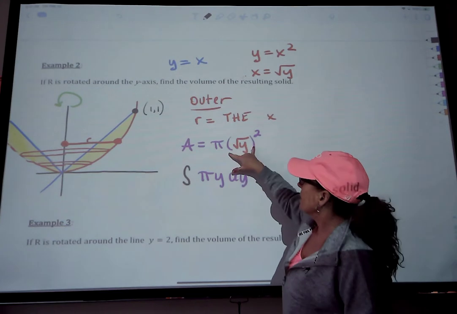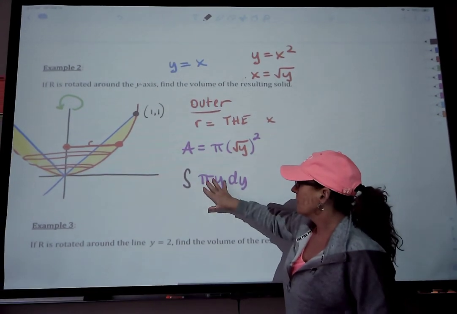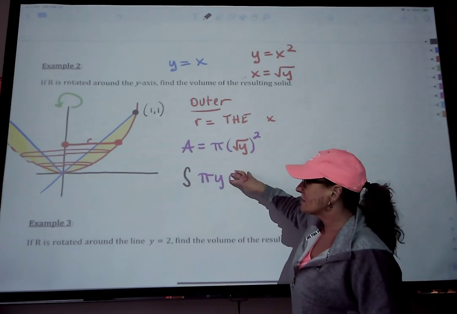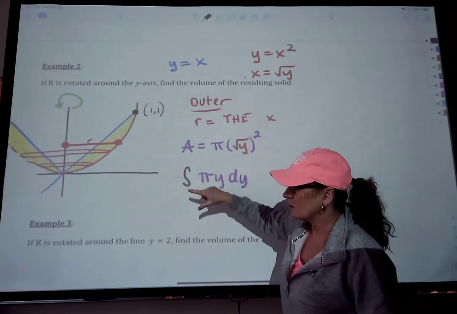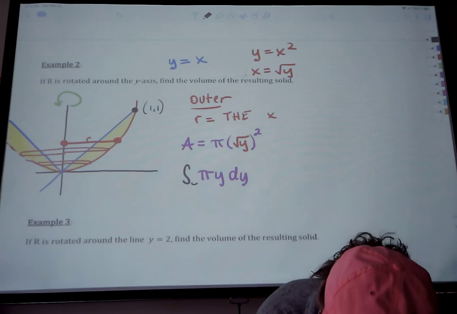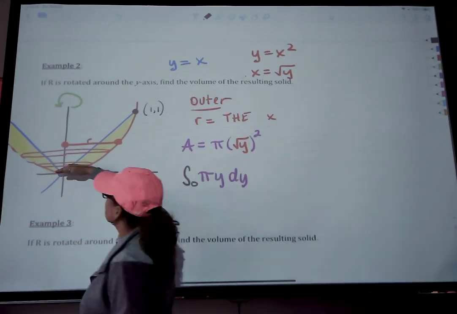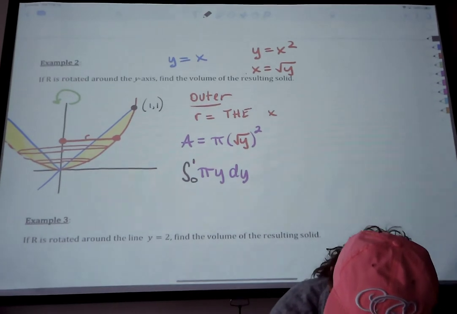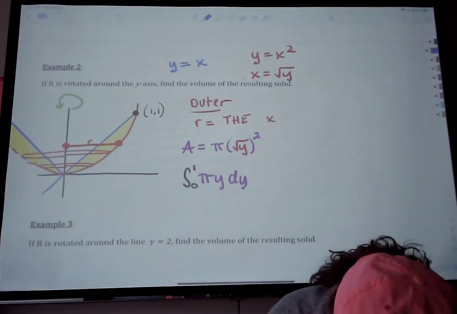Okay, I went ahead and squared it. This represents the area of each circle. This represents the thickness of each circle. We're going to start our stack at y equals 0, and we're going to stop our stack at y equals 1. That's the outer. Now let's work on the inner.